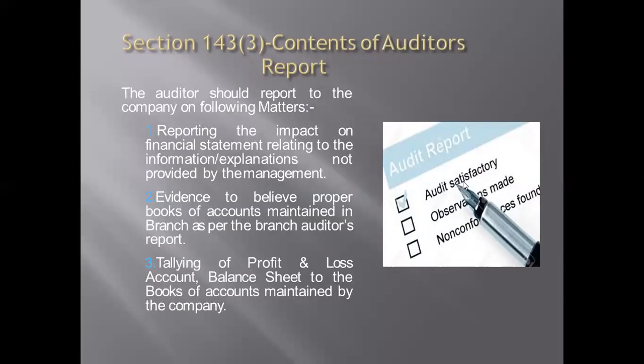Now, what are the contents the report should have? It should be reporting the impact on the financial statements. Now, what is the impact? Maybe positive or negative. Negative means it is not actually showing the actual financial position of the company, so it's not true in nature. Then whether the evidence the auditor is getting is proper and enough to give any proper opinion on the statements or not. And the tallying of the profit and loss account along with the balance sheet to the books of accounts maintained by the company. So these are the basic contents of an auditor's report.